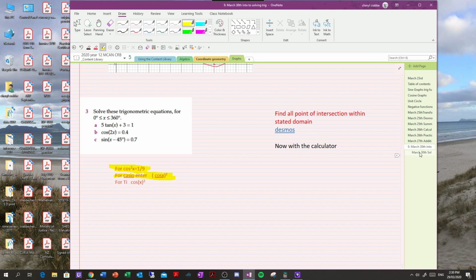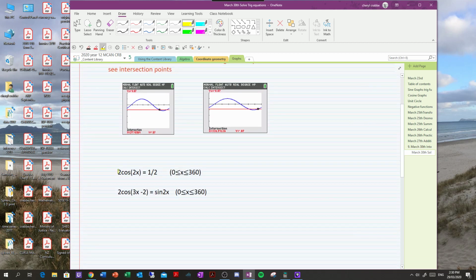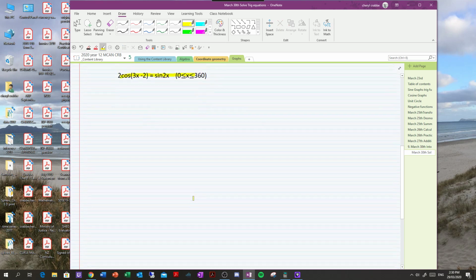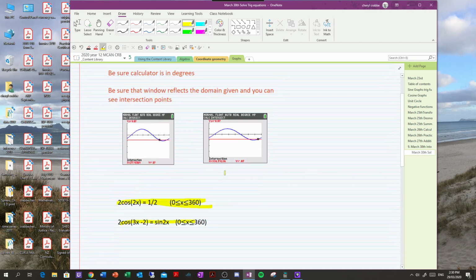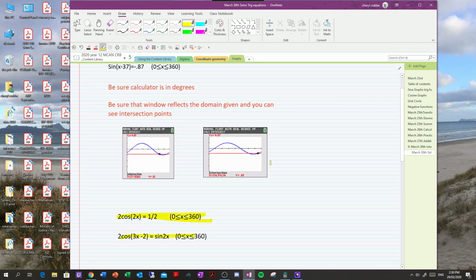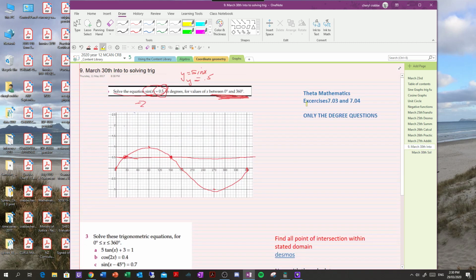So that's it. There's another page here, and you can practice these ones, and I believe the answers are down the bottom if you scroll down, so you can check them. Okay, so that's just solving trig equations using Casio. It's not particularly hard. There's not a lot of these questions, and you're only going to do the degree questions.